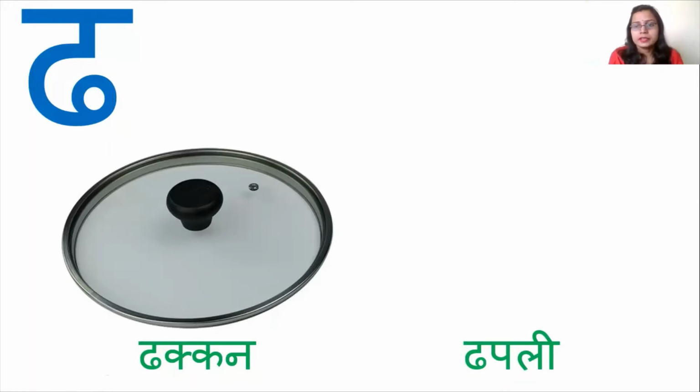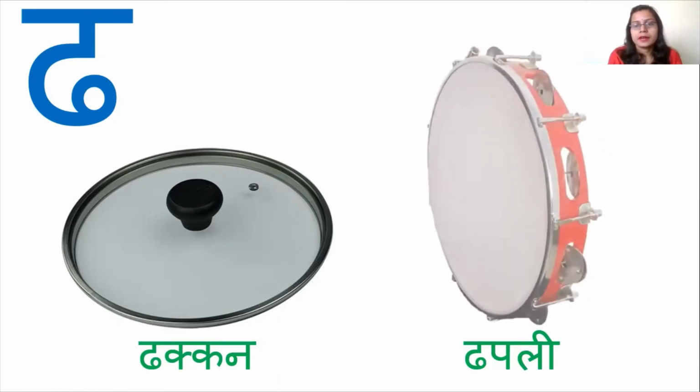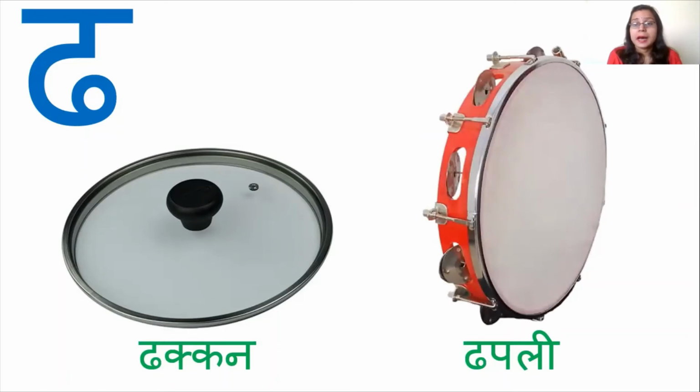It can be of anything, children. For example, if we have a bottle and the top part of the bottle, which is the cap, can also be called as dhakkan. Okay, dha se dhakkan, anything to cover. Okay, children. Now, dha se we have our next picture as dhapli.